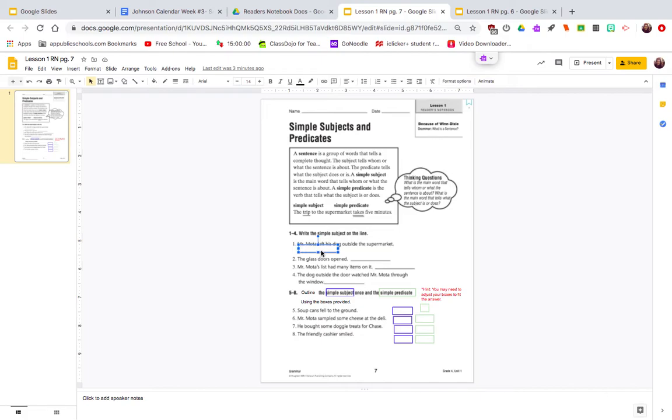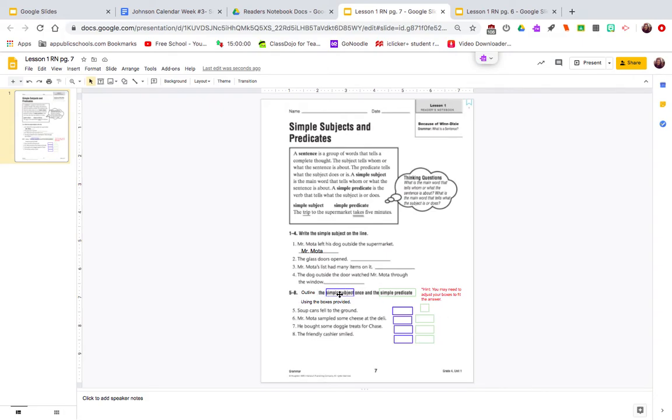Who is the sentence about? I am hoping you guessed Mr. Moda. Mr. Moda is the subject of the sentence because what did he do? He left his dog outside the supermarket. We're talking about him. It's something that he did. He left his dog outside. Okay, so for each of these, you're going to tell me who or what is the sentence about. Using what we know, we're going to answer numbers 5 through 8.